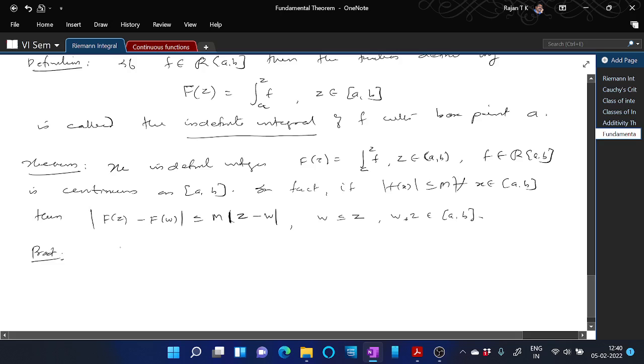This result is saying that this capital F is a Lipschitz function. A function satisfying the condition modulus of f(x) minus f(y) less than or equal to k into mod of x minus y, if there is such a k for all x, y in the interval [a,b], then we say it is a Lipschitz function. So actually we are trying to prove this function is continuous after proving this result, that F is Lipschitz.